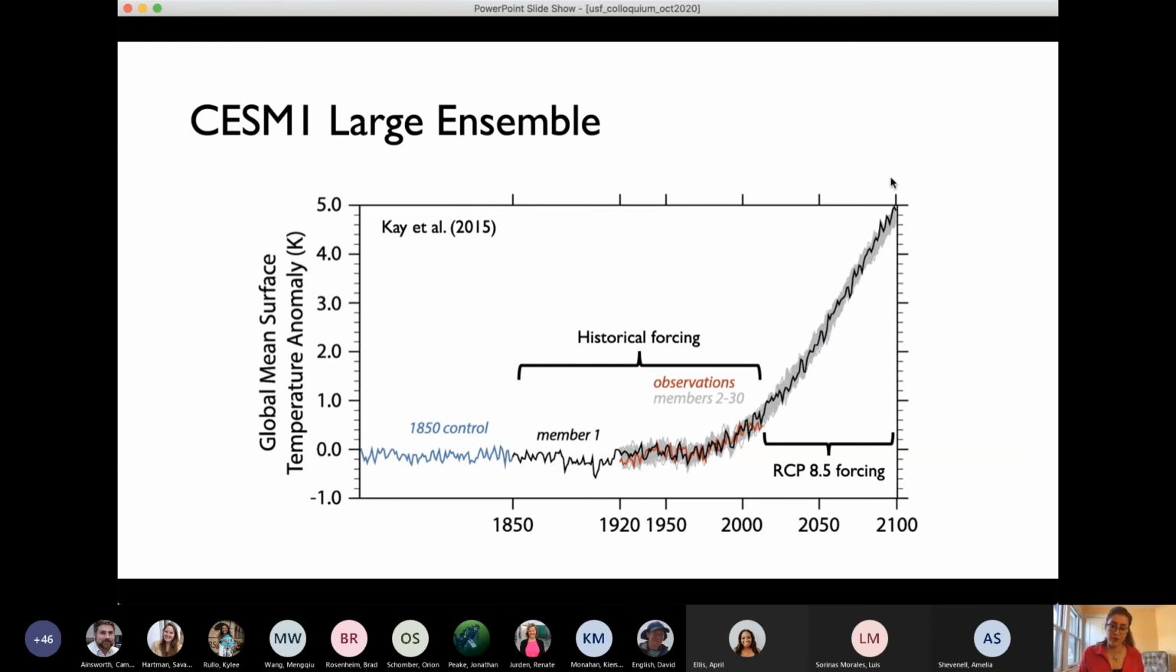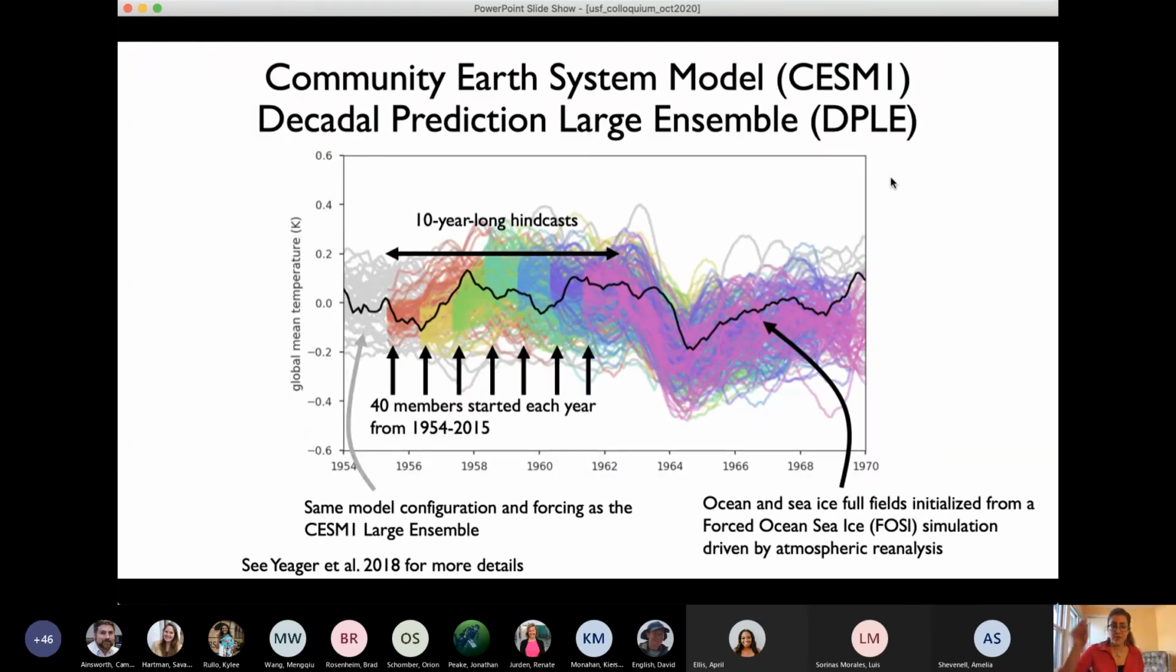So this approach gives you both the external forced response, the upward trend that you see, as well as the spread, the natural variability. The Decadal Prediction Large Ensemble uses the same exact code base and the same exact forcing, but it runs it in a weather model-like forecast. So every year in November, you start off 40 ensemble members, one in 1955, one in 1956, and you run them all out as what's called a hindcast for 10 years. And then you can verify each of these 10-year-long hindcasts against what happened in observations. So that would be the black line.